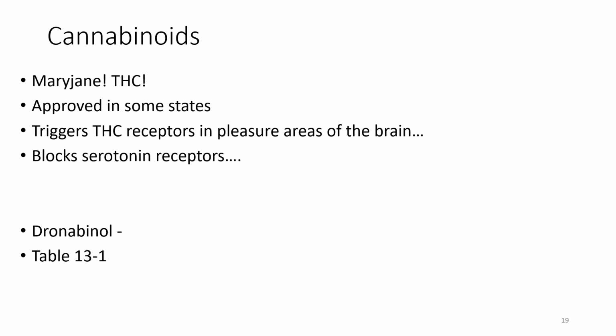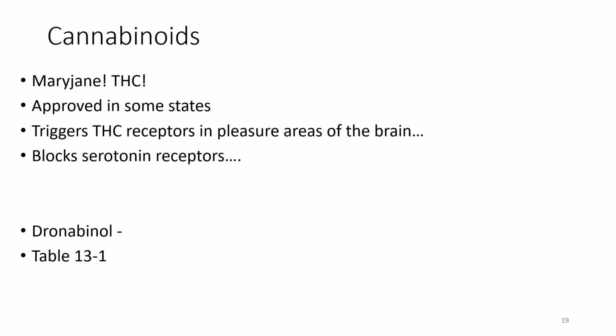So cannabinoids, this is going to be your dronabinol and your Marinol. Okay, THC is actually the psychoactive component of marijuana. Okay, so every single one of us has THC receptors in different parts of our brain. Okay, now they're specifically found in the pleasure centers of the brain. Okay, so that's why many times this is addictive.